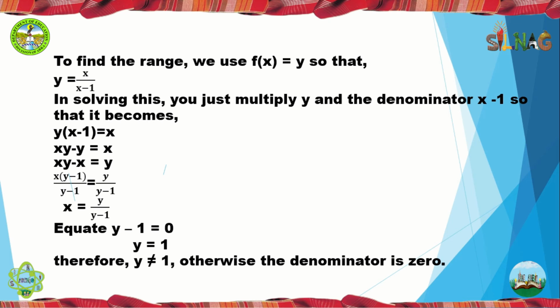Then, to solve for x, we divide the two sides of the equation by y minus 1. So, we have now x is equal to y over y minus 1. We equate y minus 1 is equal to 0, y is equal to 1. Therefore, y is not equal to 1, otherwise the denominator is 0.